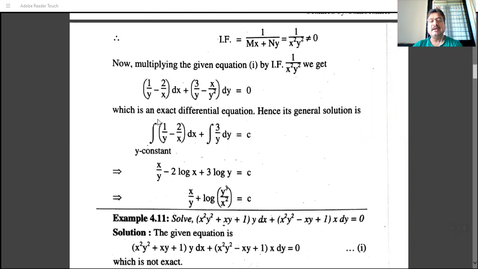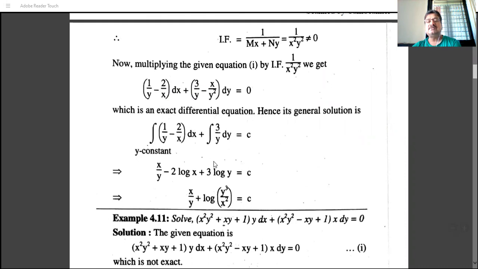So what is the formula? Integration of m dx, keeping y as constant. There is no need to write that y is constant, just write the integration formula. Integration of m dx plus integration of the terms in n independent of x dy is equal to a constant. So m is 1 by y minus 2 by x dx, plus the integration of the terms in n independent of x. There are two terms, 3 by y and another term, minus x by y square.